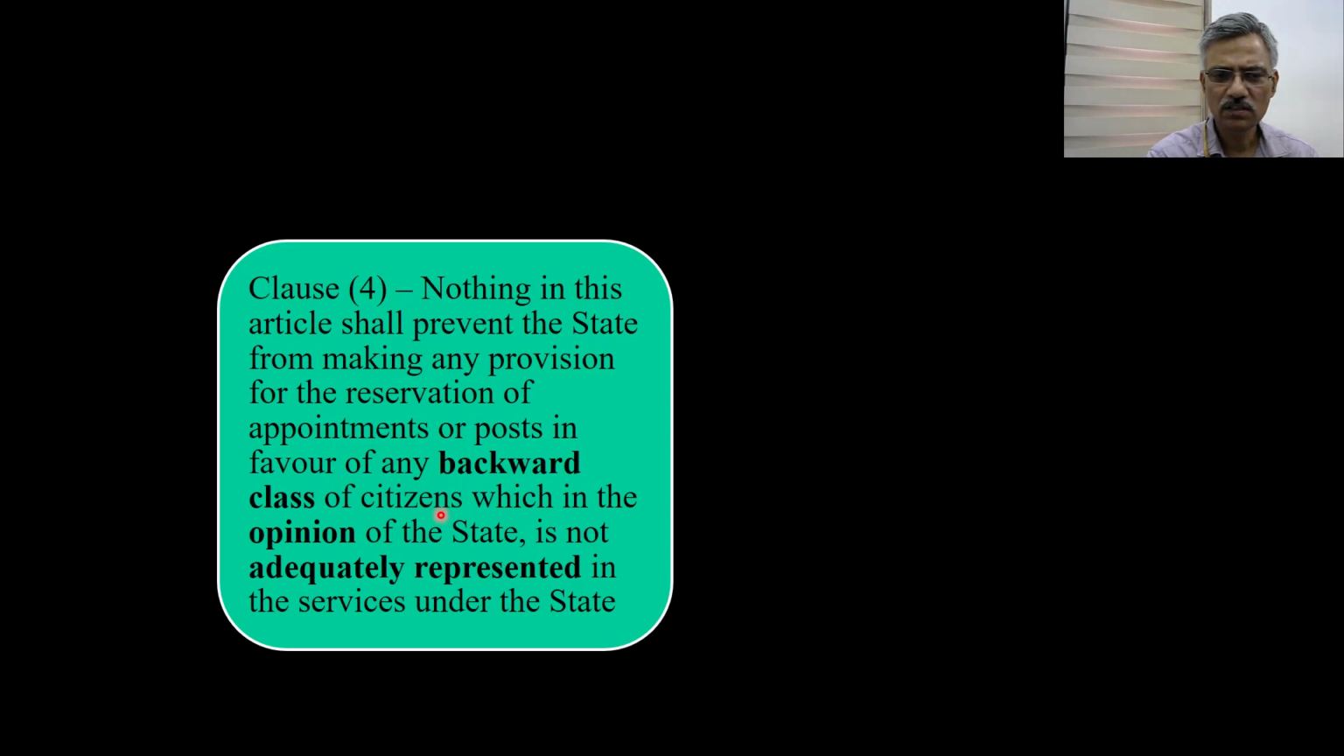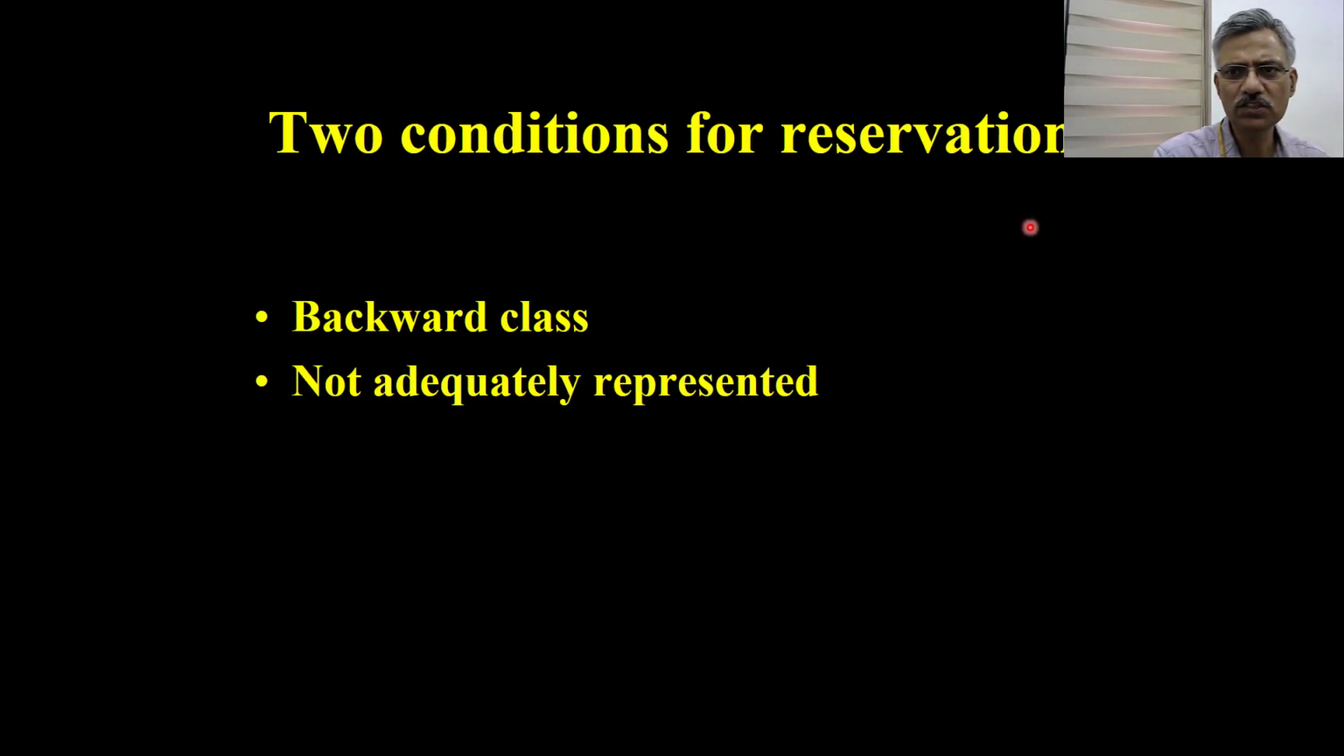In other words, the state will have to form an opinion that those who belong to backward classes are not adequately represented. So in clause 4 you can see clause 4 is an enabling provision which enables the state to provide reservation for backward classes of citizens. And the two conditions of reservation are, as you have seen, it should be for backward classes, and the second condition is they should not be adequately represented. So these are the two conditions to enable the government to provide reservation for the backward classes.